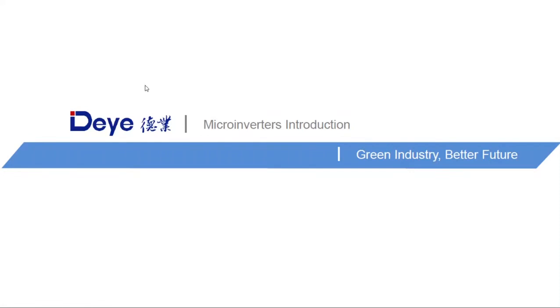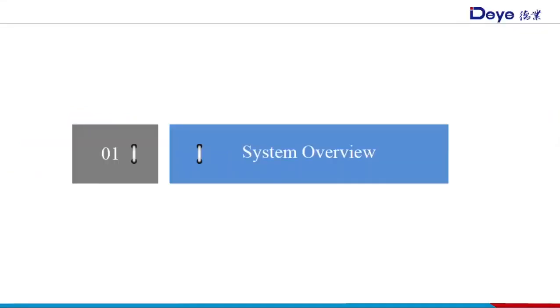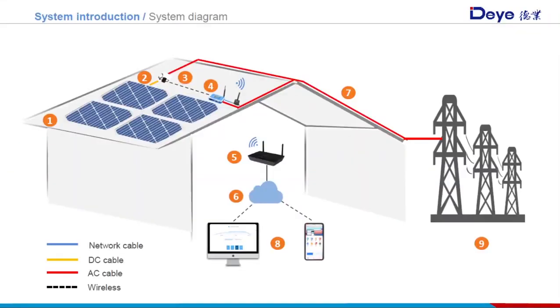Hello, today I'm going to give a simple introduction about Deye microinverters. This is the Deye microinverter system diagram, including PV module, microinverter, ECD, router, and so on. The microinverter converts DC current from the PV module to AC current and powers the load. If there is excess energy, it can be sold to the grid. The plant information can be monitored by PC and smartphone when the data log is connected.